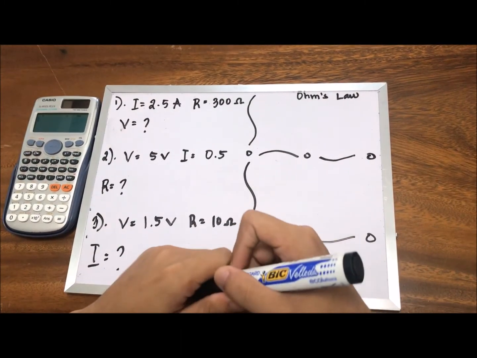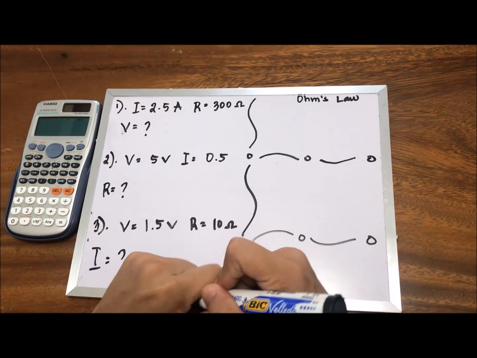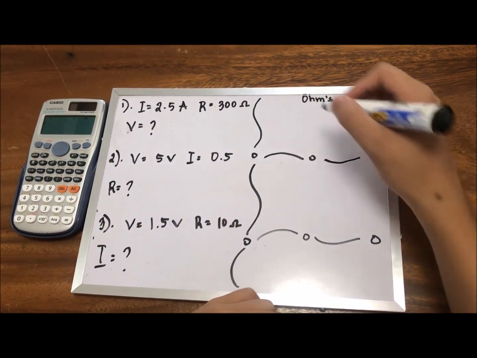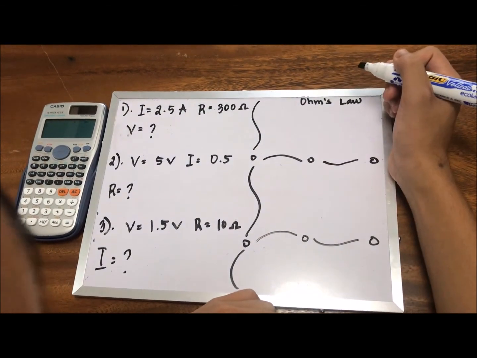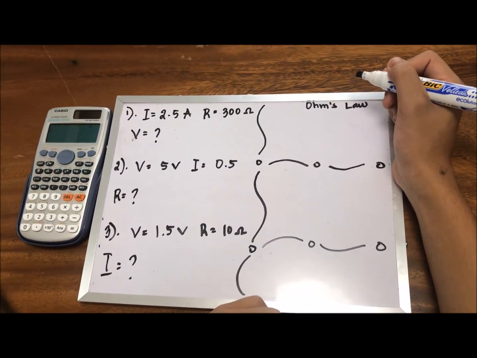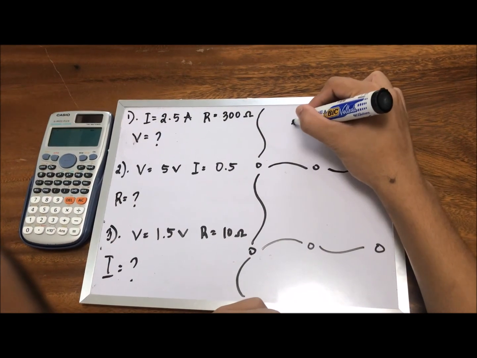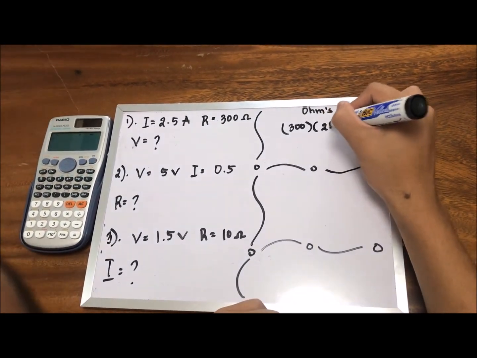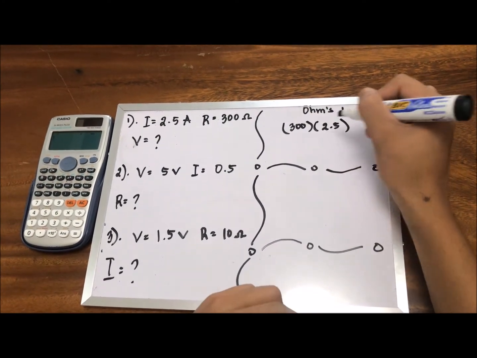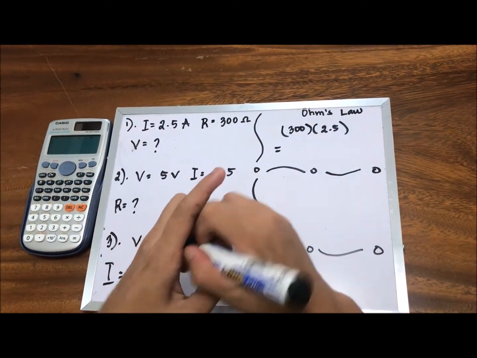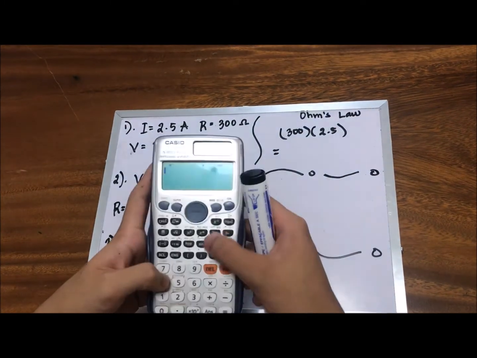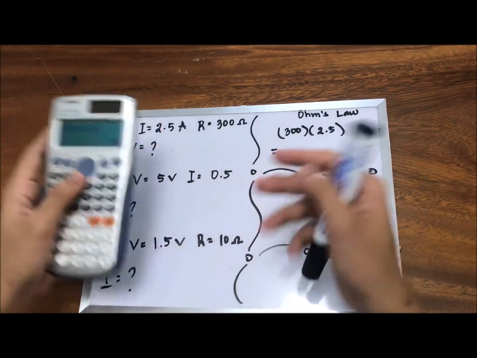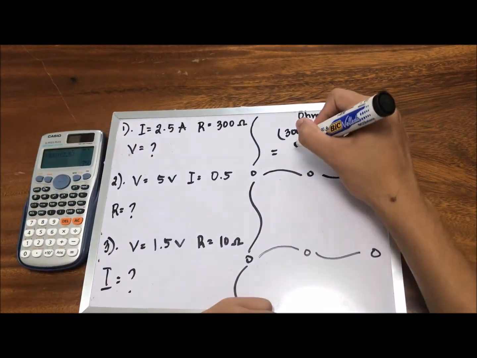Let's go to our next problem. Here in this problem, we will be dealing with Ohm's law. If we were given a current, I equals 2.5 amperes and R equals 300 ohms, what is its voltage? Given the basic equation, V equals IR, we will just solve for it by multiplying the 300 ohms by 2.5 amperes. And we will get 750 volts.